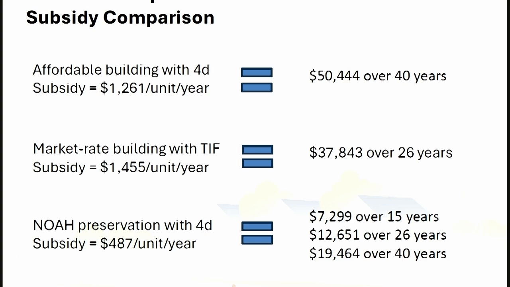However, when you look at the total subsidy over time, 4D could in theory be more expensive depending on the length of affordability. For example, in the case of 4D being used for an all-affordable tax credit development like Penn Station, 40 years is the length of time that they will likely be affordable. So when you add that up versus a 26-year tax increment district, it ends up being a larger per unit subsidy.